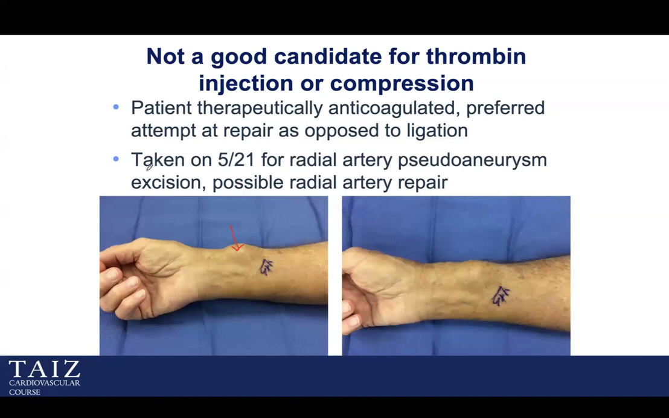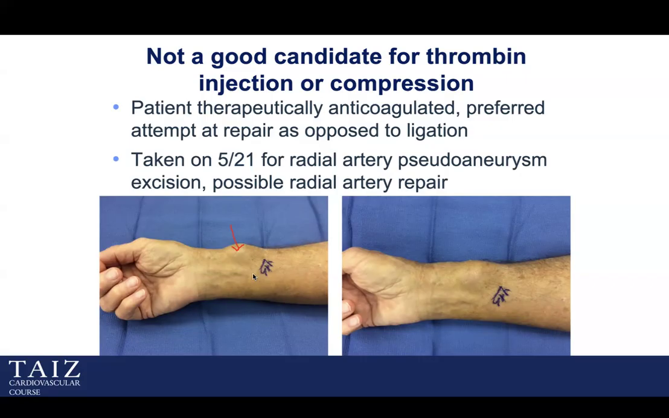So the problem is if the neck of the pseudoaneurysm is big, the thrombin can travel through the pseudoaneurysm cavity into the main vessel, and that can cause a thrombus in the main vessel. And that's why you should not inject thrombin if the neck of the pseudoaneurysm is bigger than 1 centimeter.